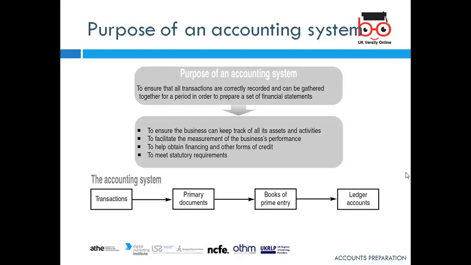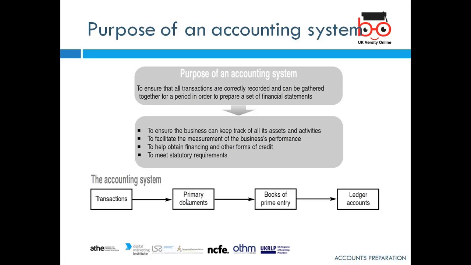Purpose of the accounting system. What is the purpose? To ensure all transactions are recorded and can be gathered together in order to prepare a set of financial statements. So we record transactions. I bought furniture, I bought stationery. I need to keep a record. I bought furniture and paid money. That is one transaction and I need to record it. Then we have a primary document where I should record. We have a sales book, we have a purchase book.